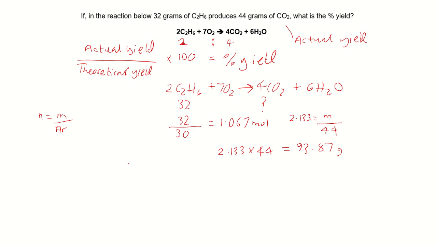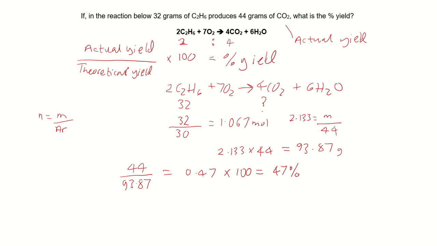So actual was 44 grams. So 44, divide that by 93.87, equals, let's get that first. 44 divided by 93.87 equals 0.47. I'm just rounding this up, okay? Multiply that by 100 would equal 47%. That's not a great percentage yield.